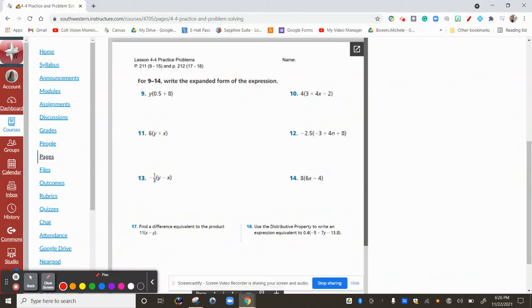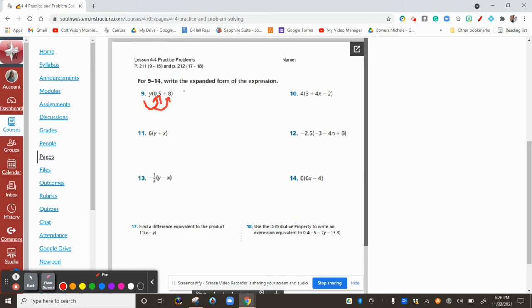Okay, so here's a quick video on how to tackle these problems. I'm just going to pick out some that I think are the most likely to be missed. So the first one here, the y is on the outside of the parentheses. So we're going to distribute the y. We're going to multiply y times the first term and y times the second term.